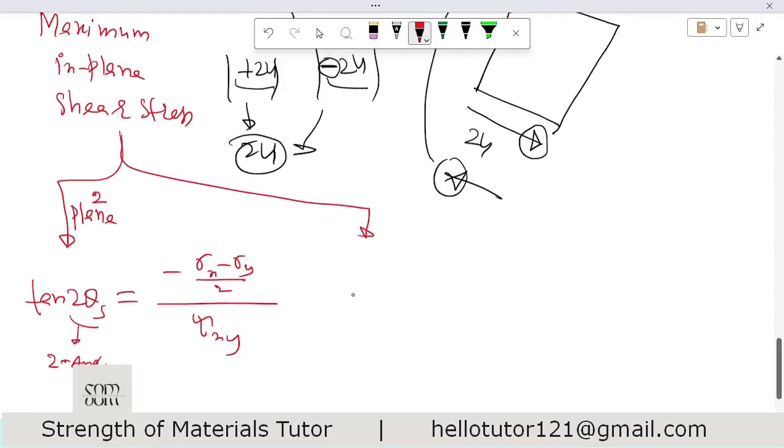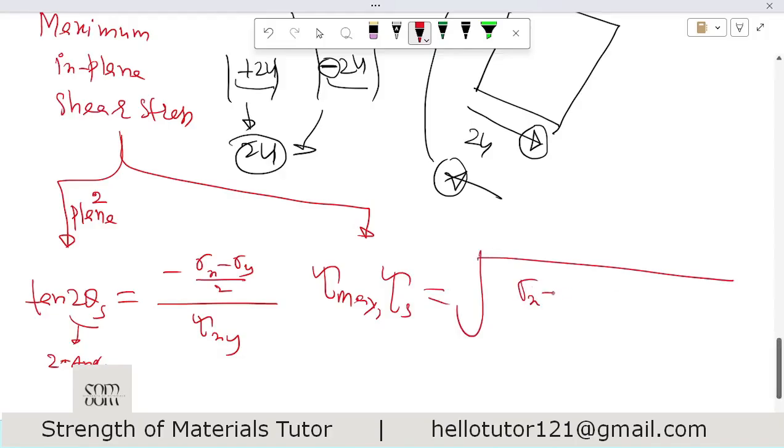And what is the magnitude? The magnitude of this maximum shear stress is tau max, or some books also denote it with tau s. It is given by the square root of ((sigma x minus sigma y) divided by 2) whole squared plus tau xy squared. Okay, so this is about the shear stress.